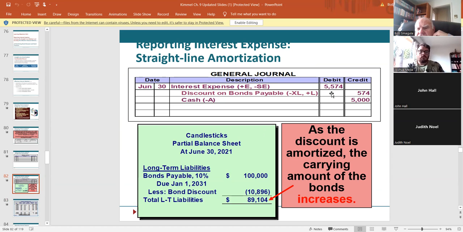What I hope gradually washes over you as you do the homework is that the interest expense is not necessarily the amount of cash that we're paying in interest. You have two components of interest. You have the cash, which we're paying, and then you have the amortization of the discount or premium, which has to be subtracted from that cash amount. Because this is a discount, we have to pay back more than $5,000.